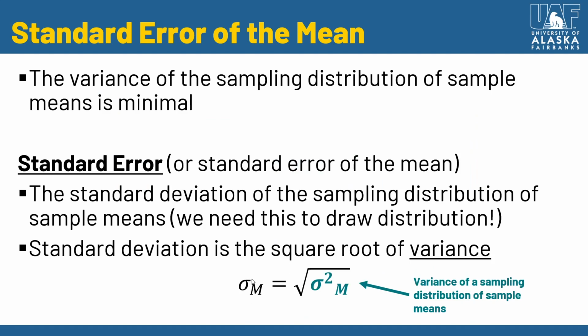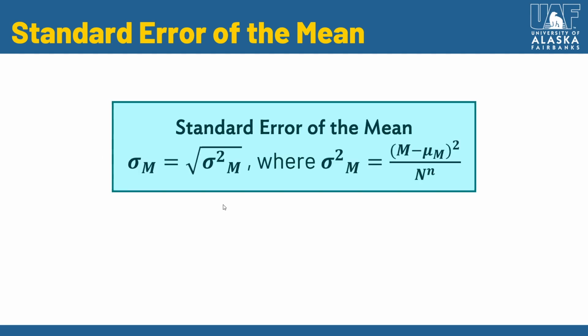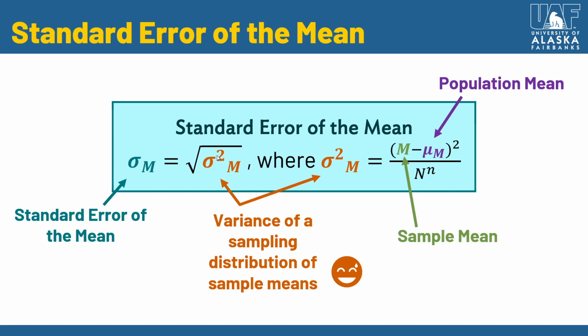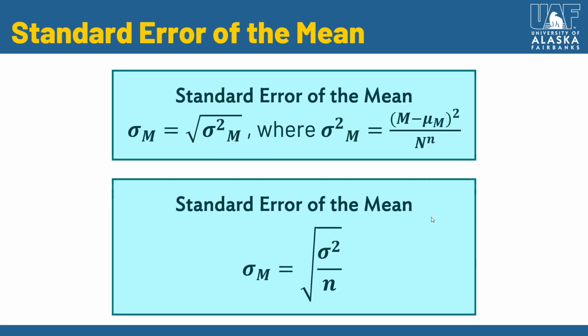And this here is the symbol for standard error. So standard error of the mean equals the square root of the variance of a sampling distribution of sample means, where the variance of a sampling distribution of sample means equals the sample mean minus the population mean, squared, divided by n, the sample size. Yeah, so lots to think about.